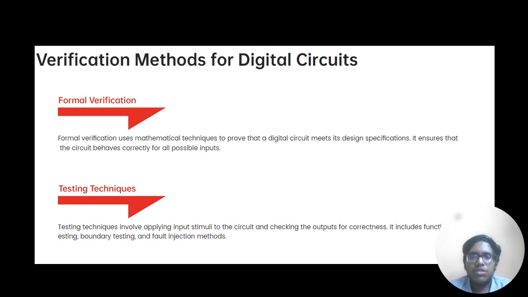Verification methods for digital circuits. Formal verification. Formal verification uses mathematical techniques to prove that a digital circuit meets its design specification. It ensures that the circuit behaves correctly for all possible inputs. Testing techniques. Testing techniques involve applying input stimuli to the circuit and checking the output for correctness. It includes function testing, boundary testing, and fault injection methods.